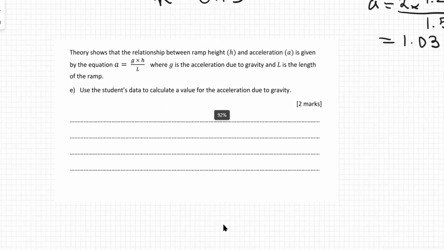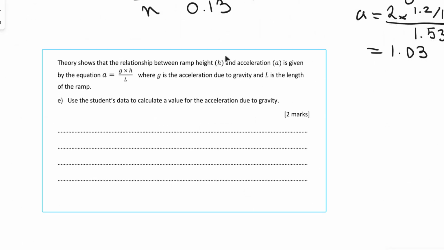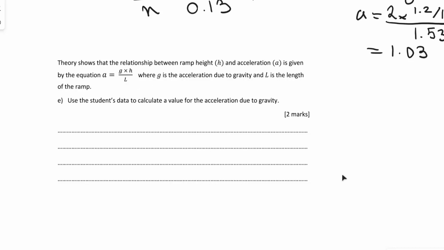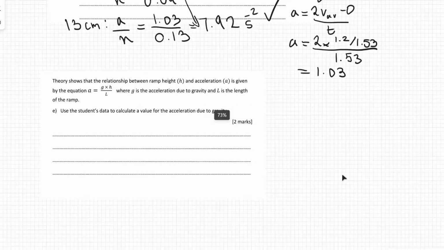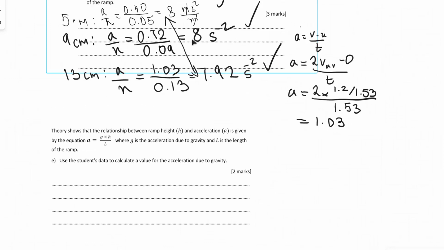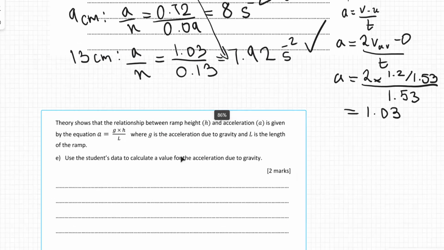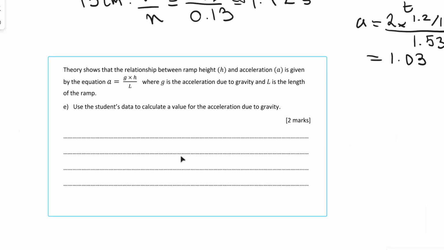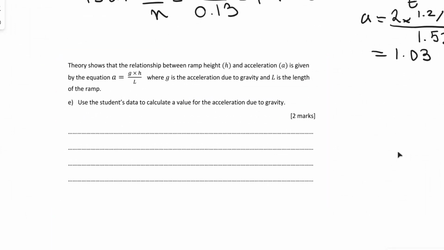Okay, next one, the theory shows that the relationship between h, the acceleration, and the rest is given by A is equal to GH divided by L, where G is the acceleration due to gravity. Use the student's data to calculate a value for the acceleration due to gravity. Okay, now in the previous question we worked out the ratio of A over H, and chances are I will probably need to be using those in this equation.